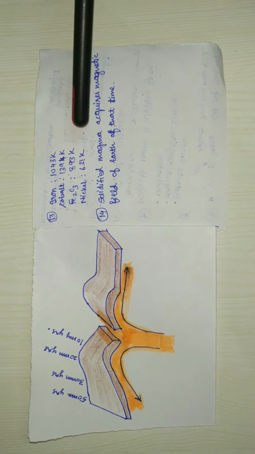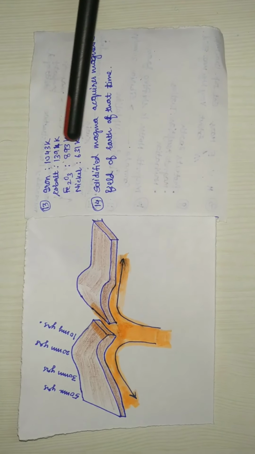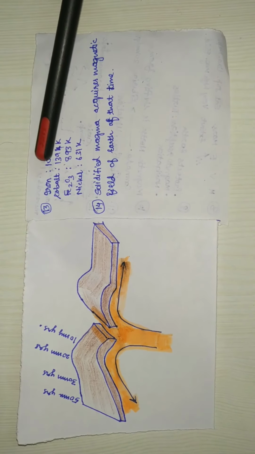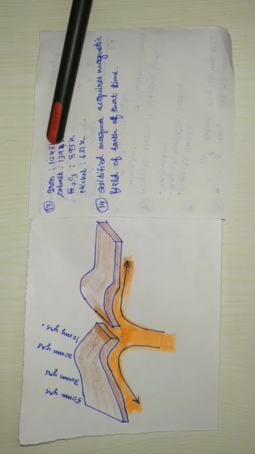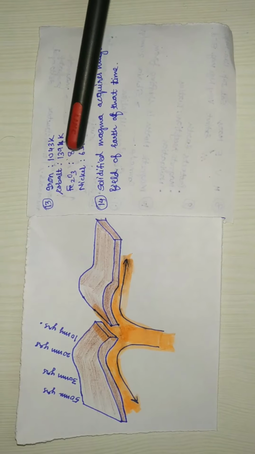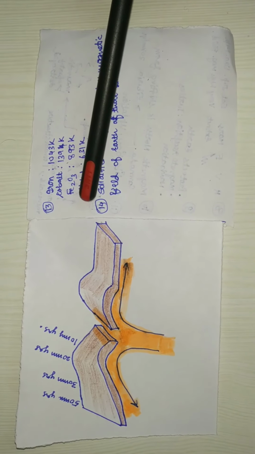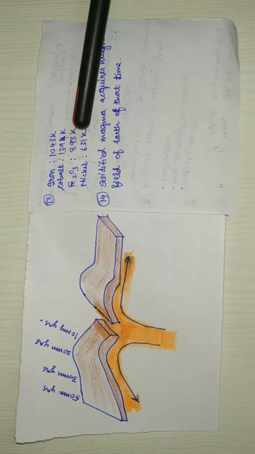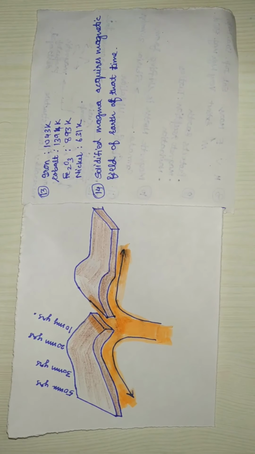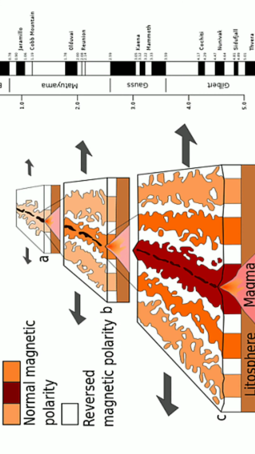By the way, if you want to know the Curie temperature of iron, it's roughly 1043 Kelvin. For cobalt it is 1394 Kelvin. For Fe2O3 it's 893 Kelvin, right? So this solidified magma acquires the magnetic field of the Earth of that time, right?